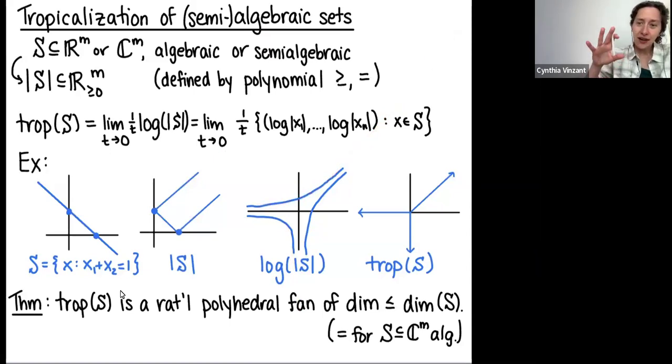And if we were to take this picture and zoom out and take the limit of the zoomed out picture pointwise, then what we get is a polyhedral fan with 3 rays, namely the ray (1,1), the ray (0,-1), and the ray (-1,0). And so the theorem is that the tropicalization is always a rational polyhedral fan whose dimension is at most the dimension of the original set. And in particular, if we work over the complex numbers, then the dimension is going to be equal to the dimension of S as an algebraic set.